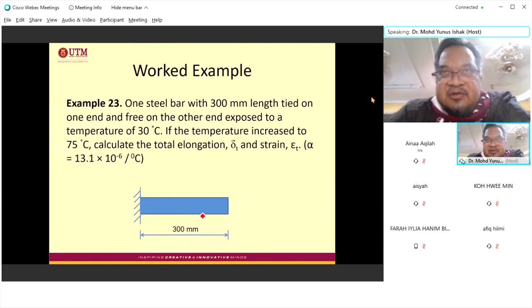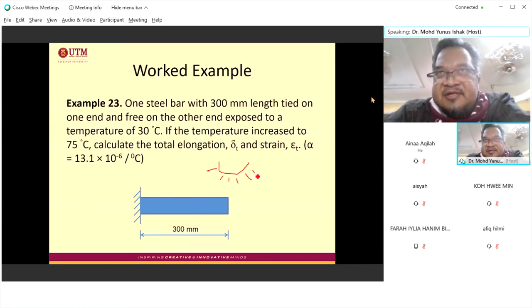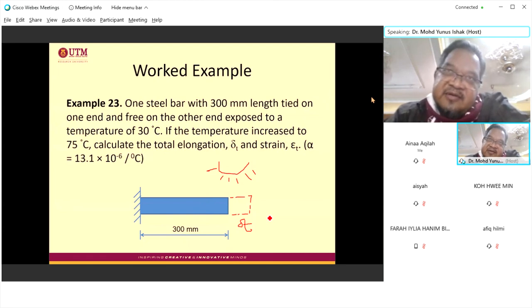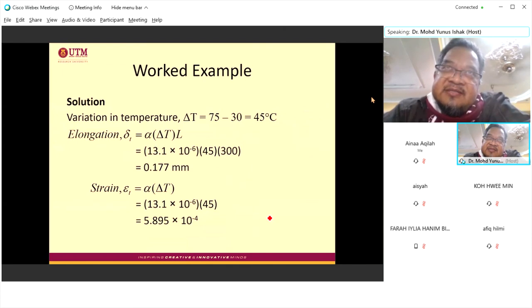Okay, so there's no forces, but due to temperature, so it will elongate. Sikit pun kena kira ya. Okay, so berapakah dia telah elongate? Alpha delta TL. So alpha 13.1, delta T is 45, L is 300. So even this is small, still you must calculate it.